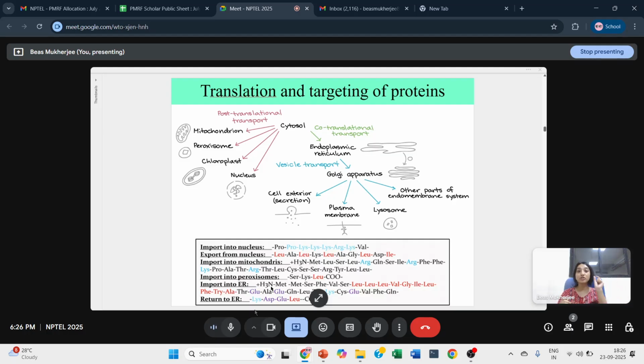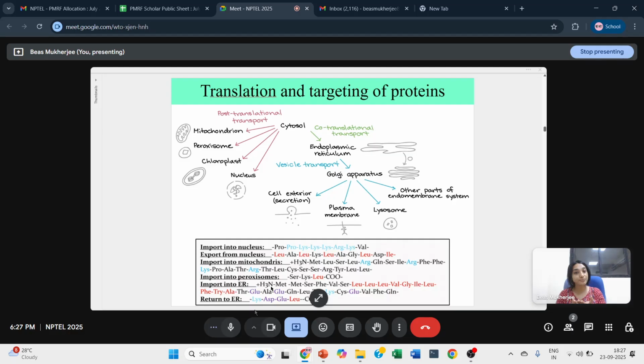Then there can be something called co-translational transport. That means as the protein is getting synthesized, it is being sent somewhere using vesicles, vesicular transport mechanism, right? So for the proteins that are synthesized in the ribosome that is attached to the rough endoplasmic reticulum, as the proteins get formed, they are either entering into the ER if they have this sequence for ER, or they are getting packaged into vesicles and traveling to different places.